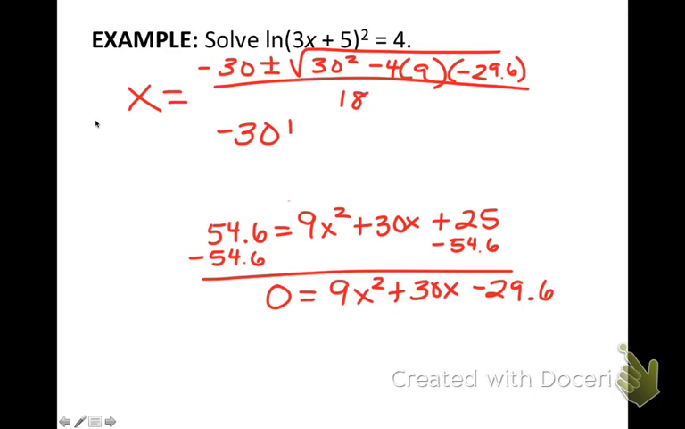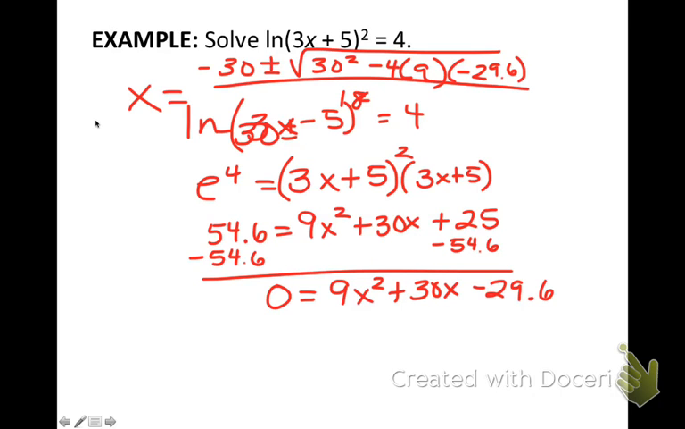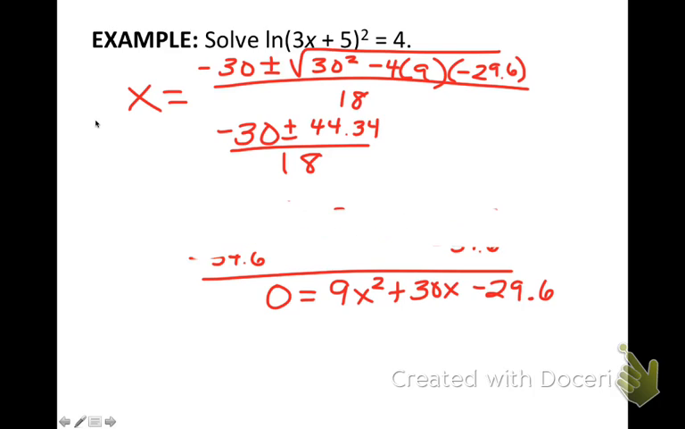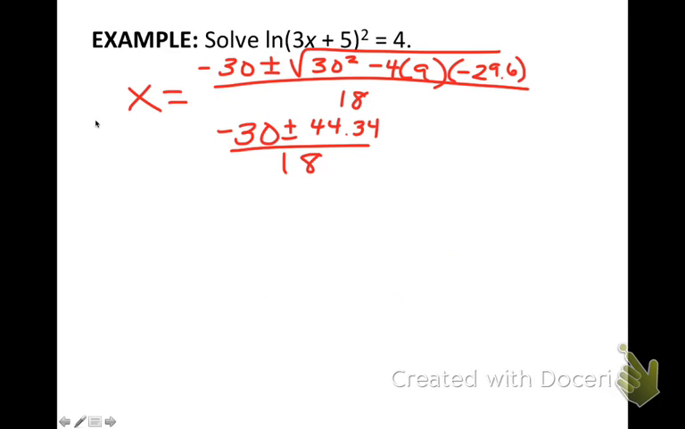44.34, let's say. 44.34 divided by 18. All right, how do I get my solutions from that? You have to do the plus and the minus. So I'm going to do negative 30 minus 44.34 divided by 18, which gets me negative 4.13. Then I'm going to do negative 30 plus 44.34 divided by 18, which is 0.797.